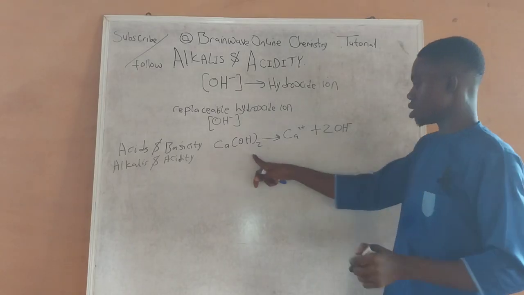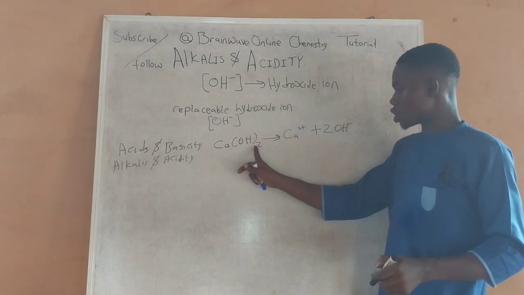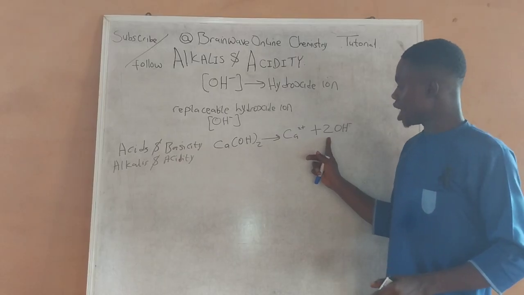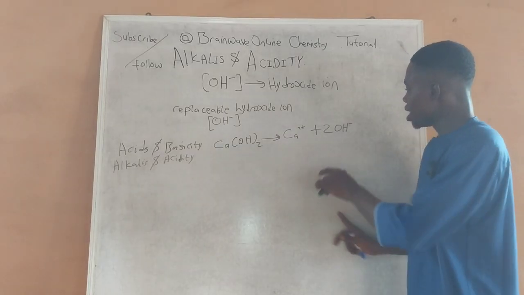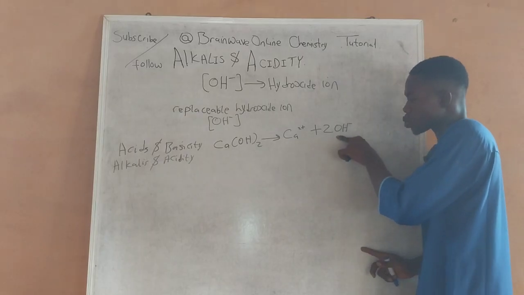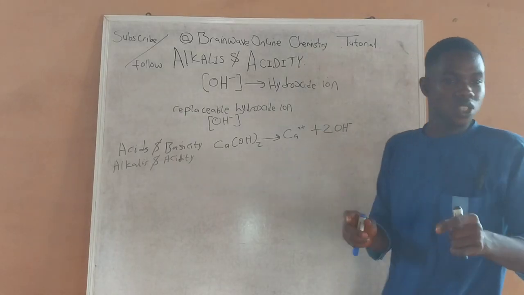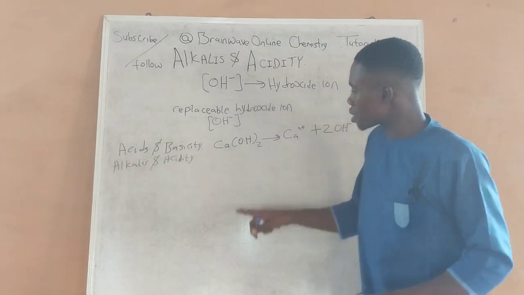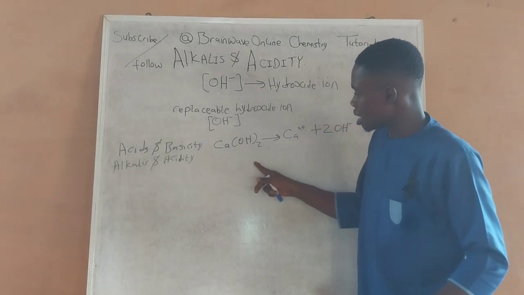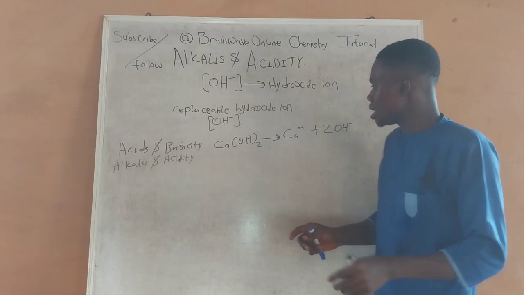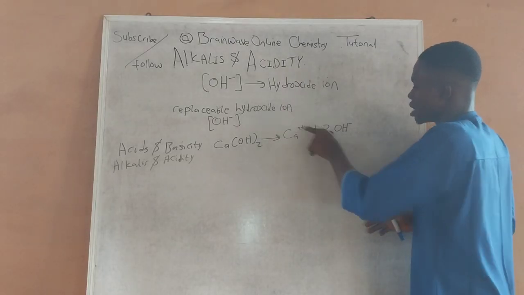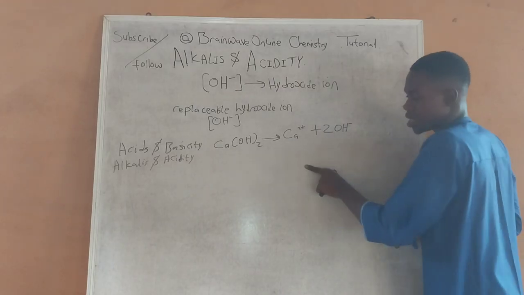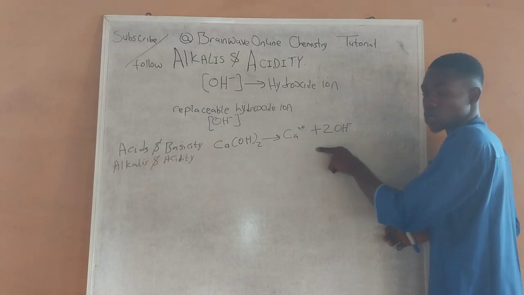Now this 2 here was the subscript that was here. Please take note of that. If you look at this very well, you see that the number of hydroxide ion here is 2. And acidity is talking about the number of replaceable hydroxide ion in one molecule of an alkaline. I don't know if you guys are getting me right now. What acidity is talking about is the number of hydroxide ion in an alkaline.